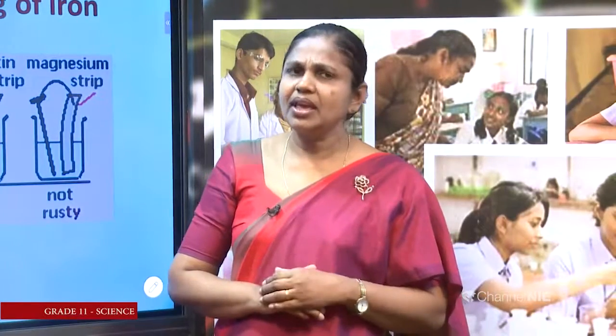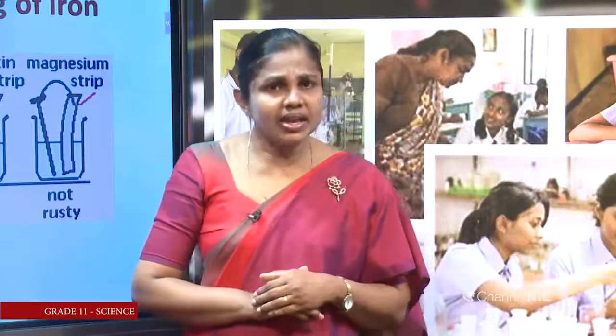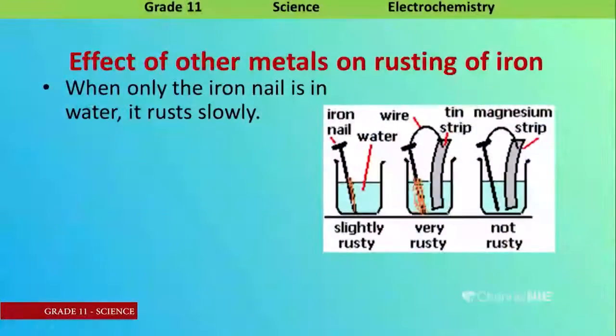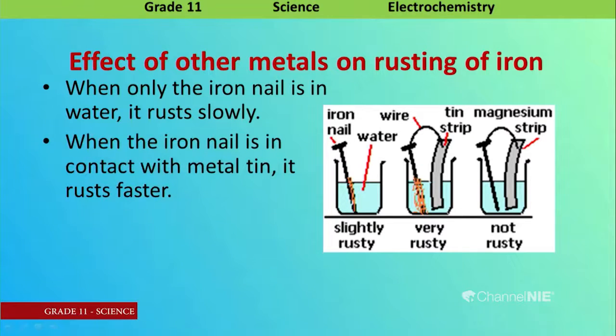This can be proved by an experiment, children. Look here, right? When only the iron nail is in water, it rusts slowly. When the iron nail is in contact with metal tin, it rusts faster.